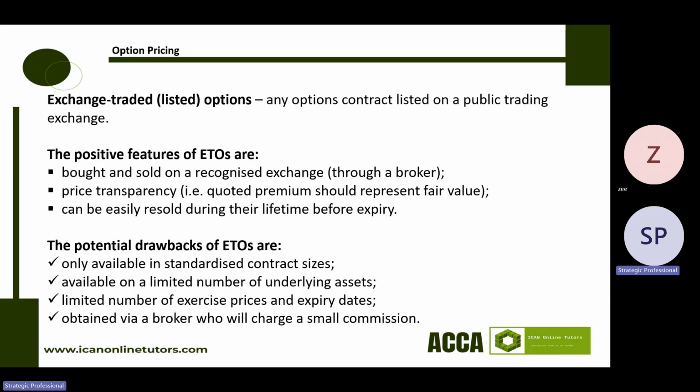So, what are the positive features of exchange traded options? One, it can be bought and sold on a recognized exchange through a broker. Two, there's price transparency as we have in futures, so the quoted premium should represent fair value. And lastly, it can be easily resold during its lifetime before expiry. But what are the drawbacks? One, it is only available in standardized contract size. Standardized is mostly for futures, and customized is mostly for forward.